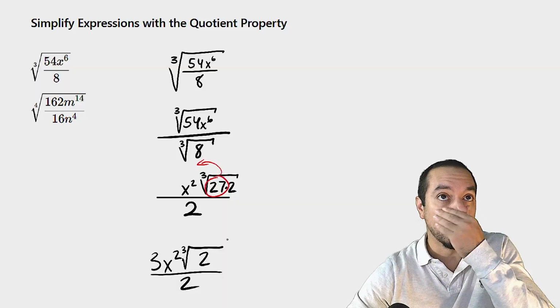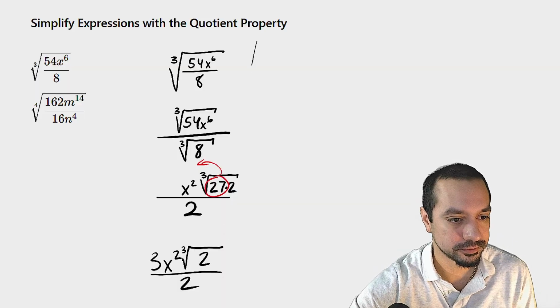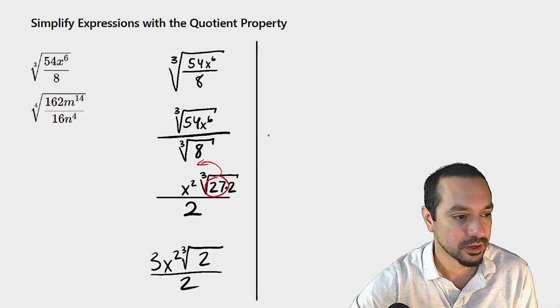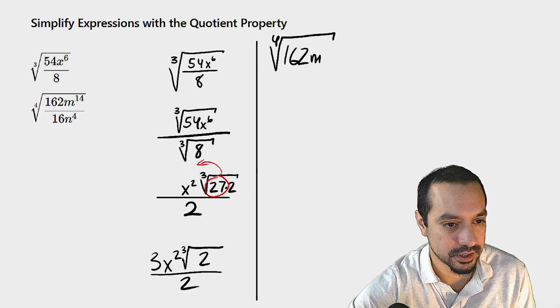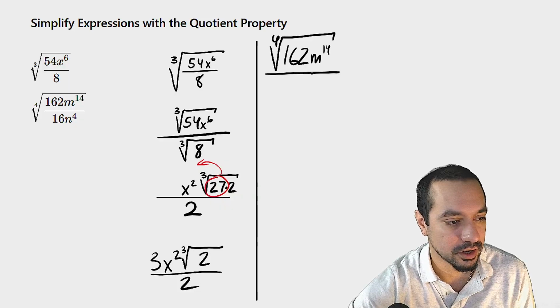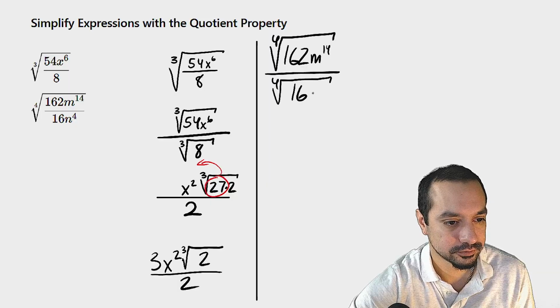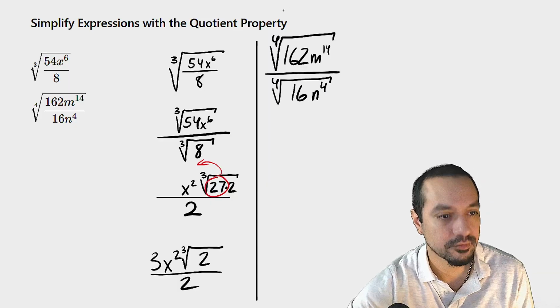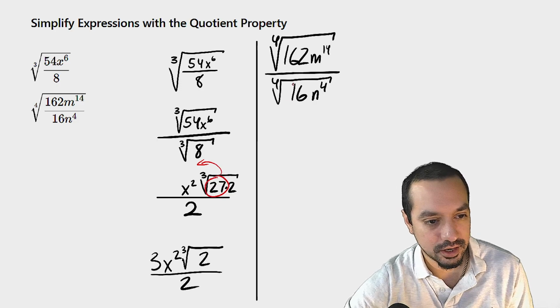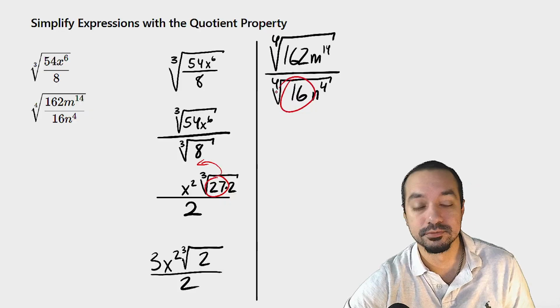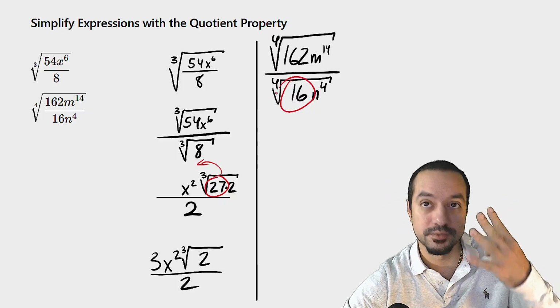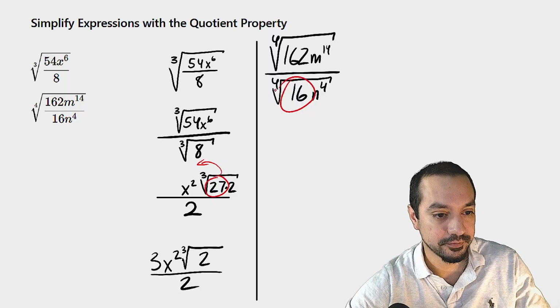All right, awesome. Let's go ahead and do the fourth root. So same idea here. I'm just going to start off by separating my numerator and denominator. I've done 16 enough times where I know that the fourth root of 16 is 2. 2 times 2 times 2 times 2 is going to make 16.